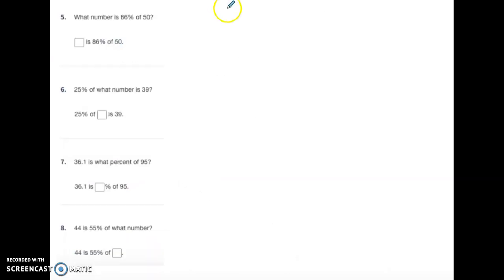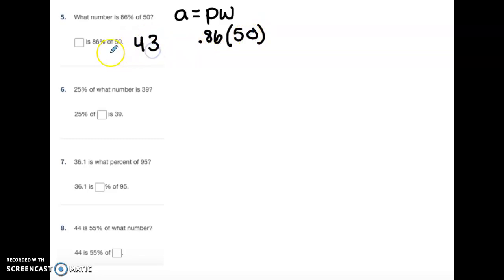All right, we are on number 5. What number is 86% of 50? Start with our A equals P times W. 86% goes in for P. Remember, our percent goes in as a decimal, so 0.86 of 50, of is our whole. 0.86 times 50 is 43. So 43 is 86% of 50.